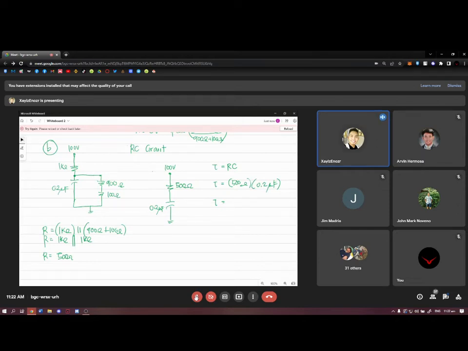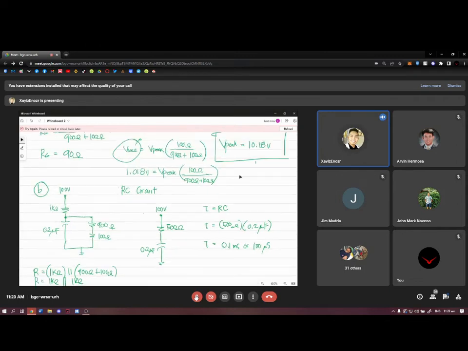Calculator nyo. 500 times 0.2 microfarad is ilan siya? 0.1 milli po. Okay, 0.1 milli, or 100 micro. Pwede naman yung pareho. So, kung ang time constant niya is 100 microseconds, ano yung hinahanap natin?